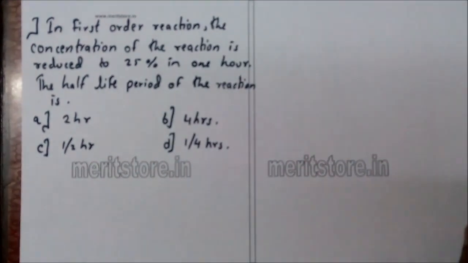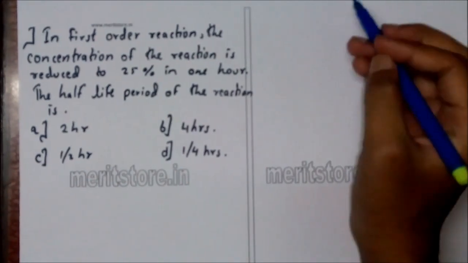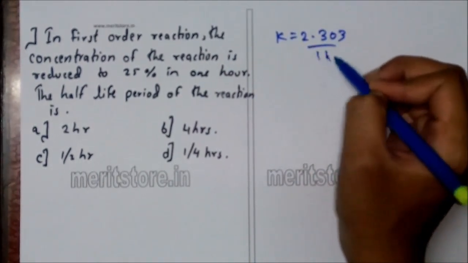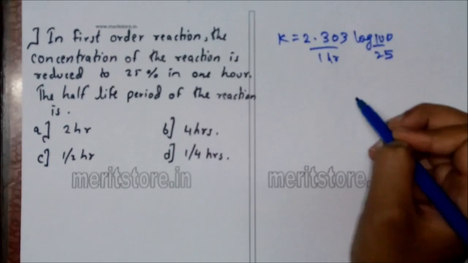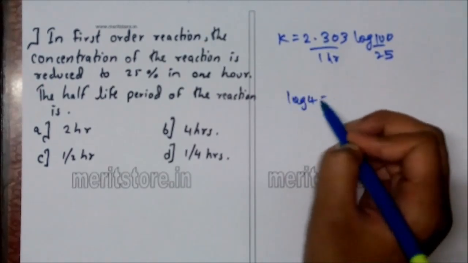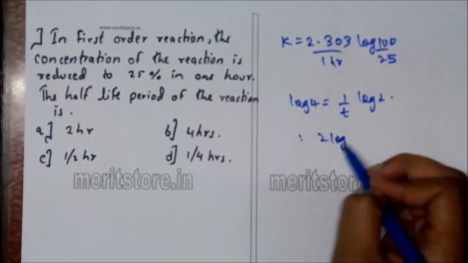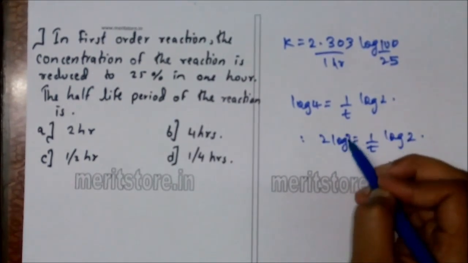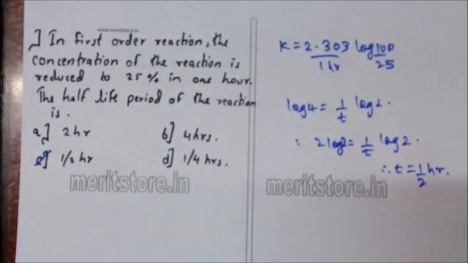Next question is, in first order reaction, the concentration of the reactant is reduced to 25% in 1 hour. The half-life period of the reaction is. So we know that K is equal to 2.303 upon 1 hour log of 100 upon 25. On solving this, we get log 4 is equal to 1 upon T of log 2. Therefore 2 log 2 is equal to 1 upon T of log 2. Therefore we can write this as T is equal to half hour. So option C is the correct answer.